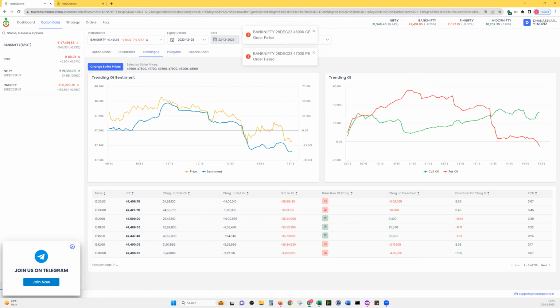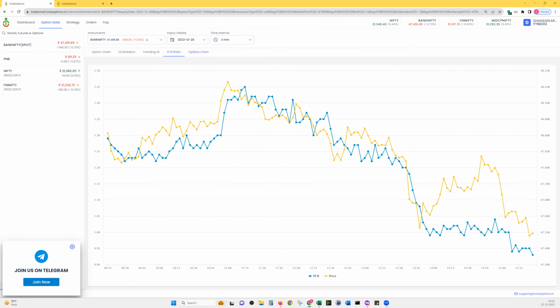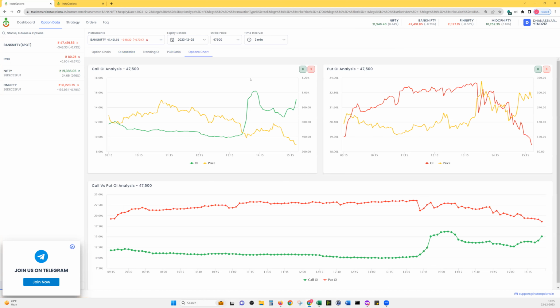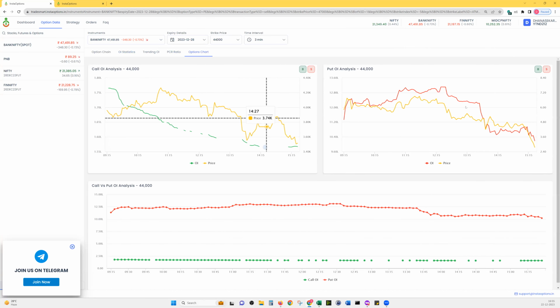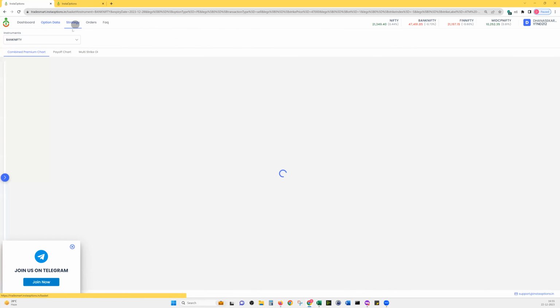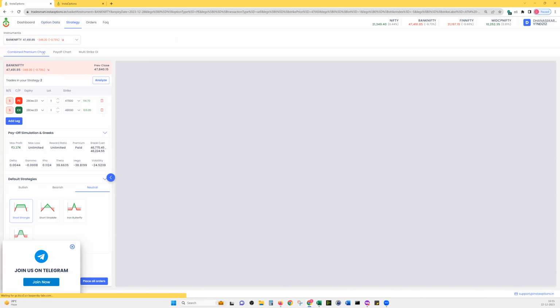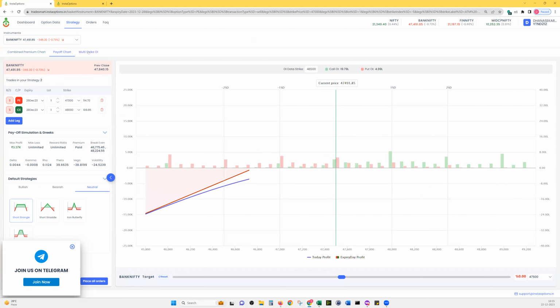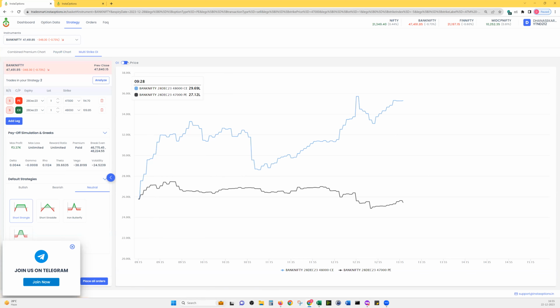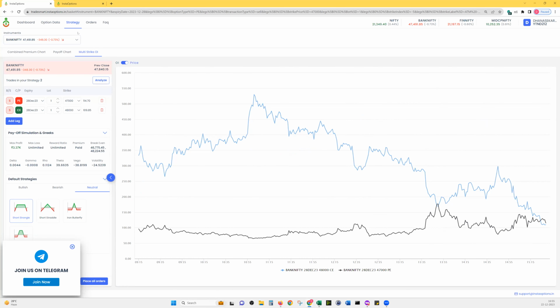Trending OI, we have defined earlier. And put call ratio. And then the option chart, where you can look into a defined strike, like 47,500 or 44,000 call and put, what it is doing, and what the open interest of the particular strike is. Then it comes to strategy, where you can look into combined premium, payoff chart, and multi-strike OI, and you can look into the price as well, what it is doing.